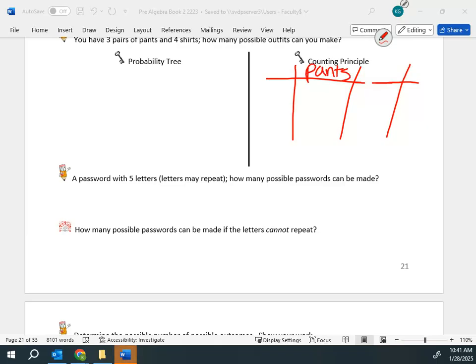What's my event 2? Shirts. And this is my number of outcomes. How many pants are there? 3. How many shirts are there, Tessa? 4.